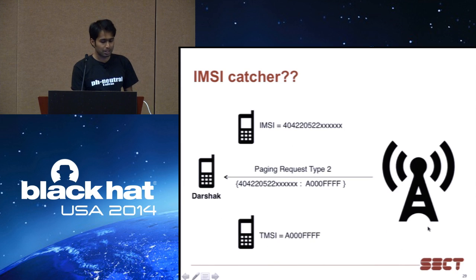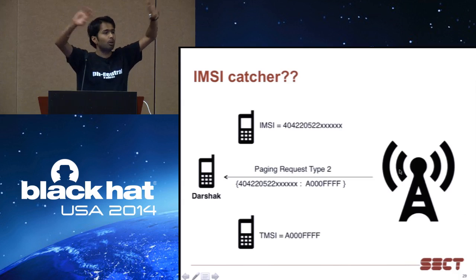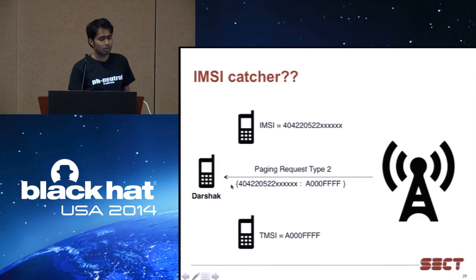What happens? The base station compiles this into a paging request type 2, because this belongs to 2 mobile users. It combines all the TMSIs and sends them over the air as a broadcast message. And this is my tool, which sees both of the identities. I see the IMSI of the other guy, and I also see the TMSI of this other mobile phone.